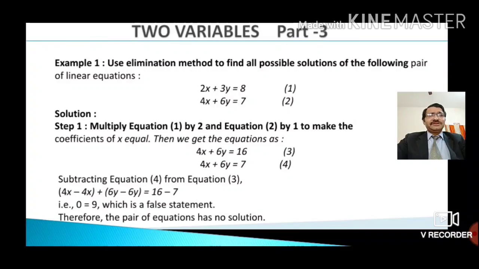equal. Then we get these two equations: 4x plus 6y equal to 16, and 4x plus 6y equal to 7. Then we subtract these, and we get 4x minus 4x plus 6y minus 6y equal to 16 minus 7, which means 0 equal to 9, which is a false statement. And in a false statement, the pair of equations has no solutions. Do all of you understand this? And if in the same question you get 0 equal to 0, or 5 equal to 5, then you have infinitely many solutions.